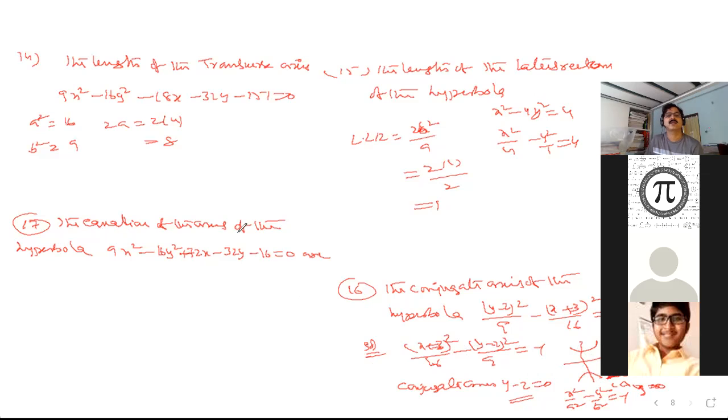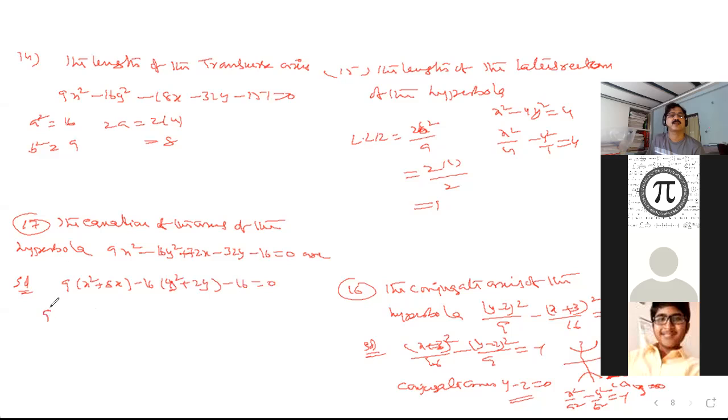Here, look. The equation of the axis of the hyperbola. What does the axis of the hyperbola mean? We are supposed to write it in proper form. If I take 9 common, x square plus 8x; if I take 16 common, y square plus 2y. And minus 16 is left out.